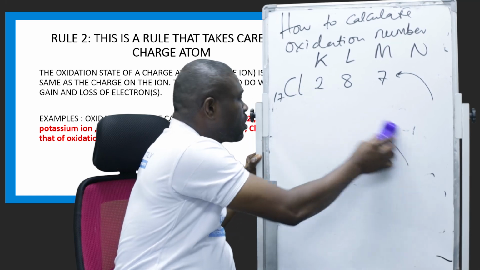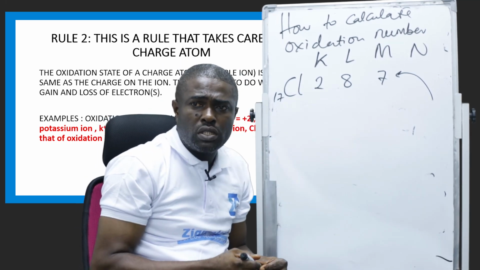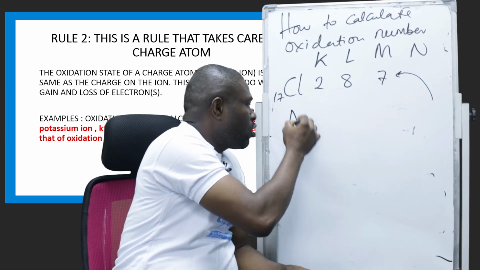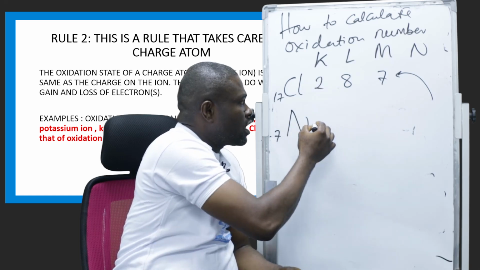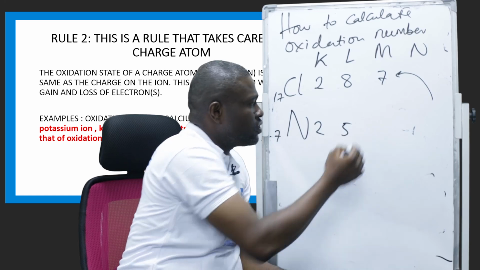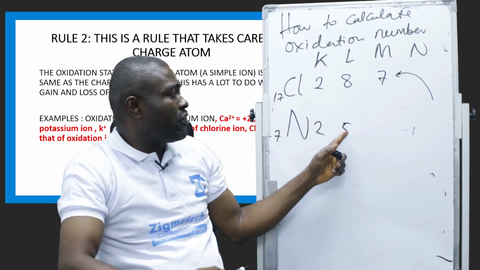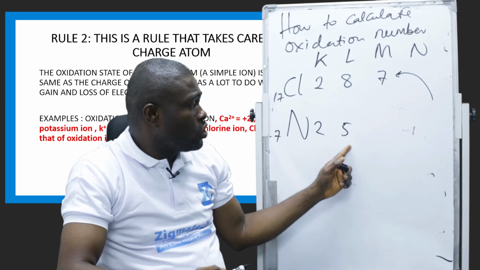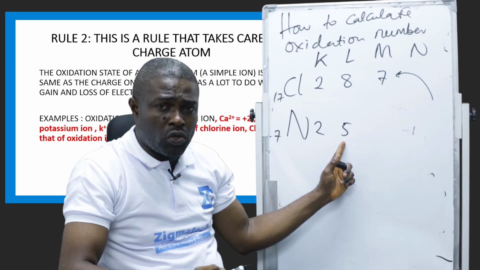Which element do you think can gain 3 electrons? That is nitrogen. Nitrogen is atomic number 7. When we distribute the electrons, the K shell takes 2. The L shell takes how many? Remaining 5. So you can see the last shell still has more than 4 electrons at the outermost shell. So it will be very easy for this element to gain 3 electrons rather than lose the whole of the 5.